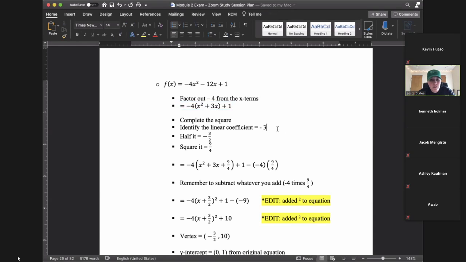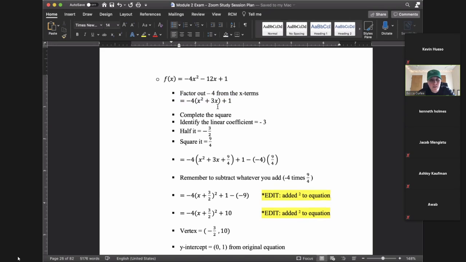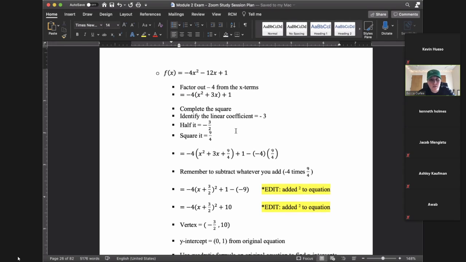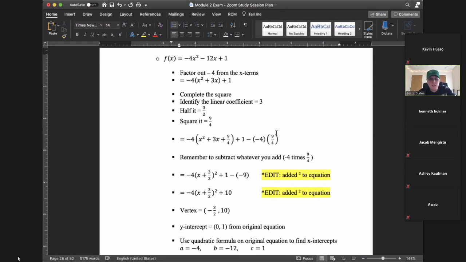Let's see. Identify the linear coefficient. Why is that not a... Hold on a second. Complete the square, identify the linear coefficient. Is it because you took out a negative 4? Yeah, it might be. I think so. Got the negative 4. And that turns that to a positive 3x, right? Yeah, it should be a 3. So then you're going to half it, and then you're going to square it. Yeah, that looks right. Yep.